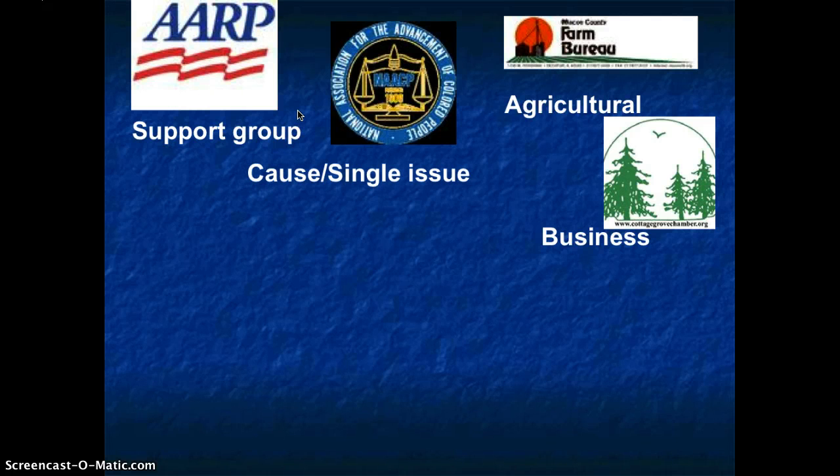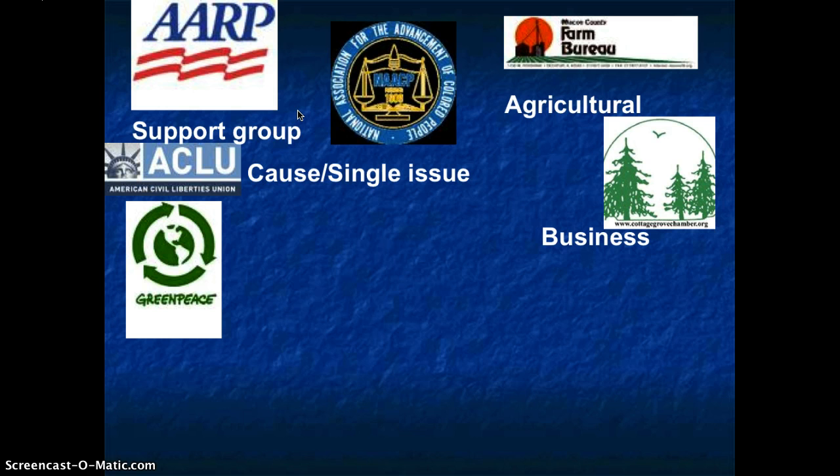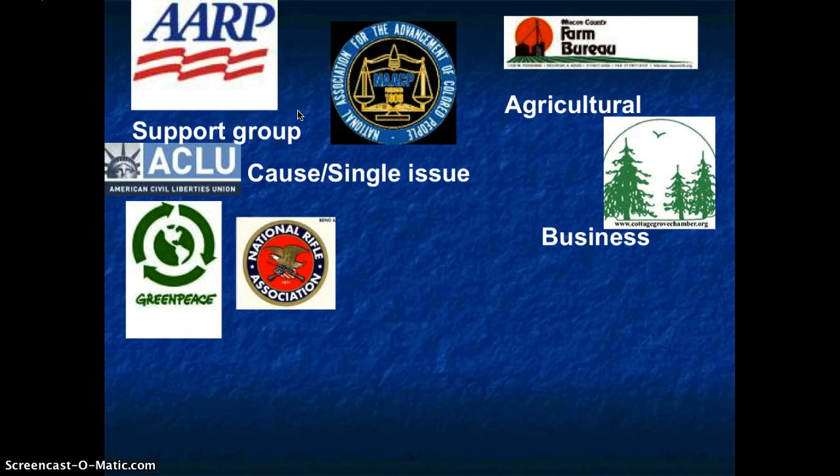Then there's interest groups that support a cause or one particular issue. This is probably the biggest category of interest groups. Some good examples would be the ACLU, the American Civil Liberties Union. Their primary purpose is to support and defend the Bill of Rights. Then there's Greenpeace. This is an environmental organization looking out for things like global warming. They get involved with whale hunting, etc., trying to stop the whales from being hunted. You name it, the environmental cause, Greenpeace is probably there. And of course, the National Rifle Association, and their primary cause, of course, is to defend the Second Amendment.